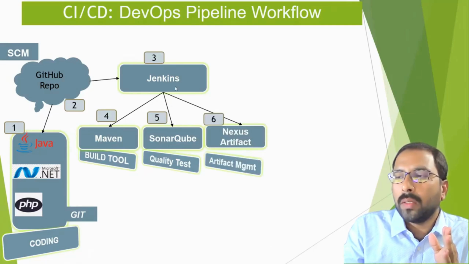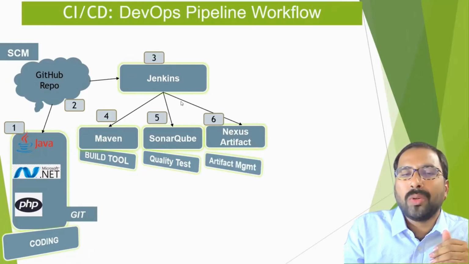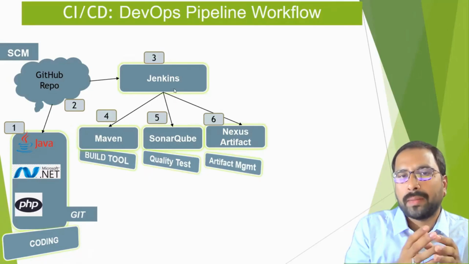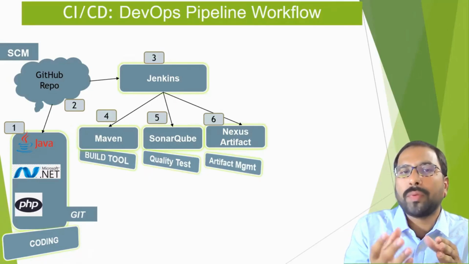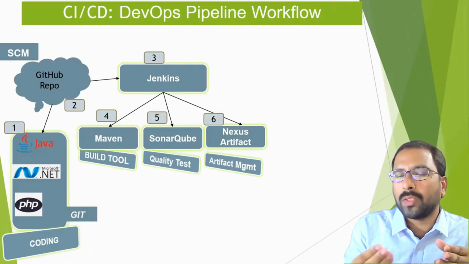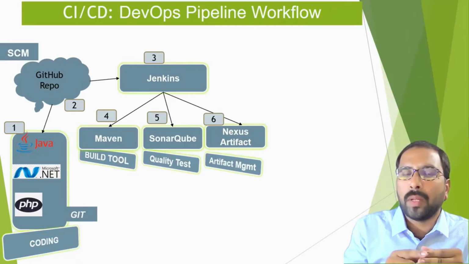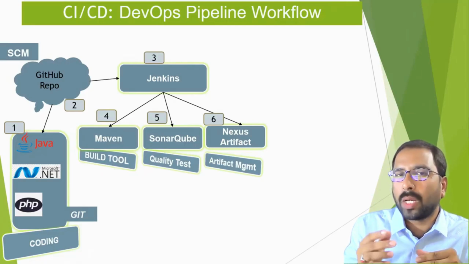Then Jenkins, finally, using Maven, is going to create an artifact. Artifact is nothing but a package. The package is a file such as .ear, where EAR means enterprise archive file, WAR means web archive file, and JAR means Java archive file. Like that, it is going to create an executable file.